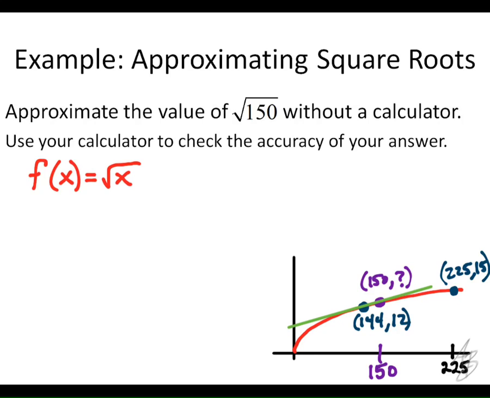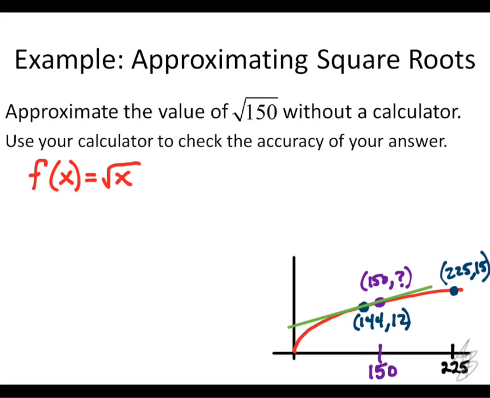Now, I wish I could zoom in here for you guys, but you can kind of see that this point here that we're looking for the y value of is essentially on that tangent line, isn't it? So what we're going to do to approximate the square root of 150 is figure out what the value of the line is at 150 rather than the value of the square root function. Does that make sense?